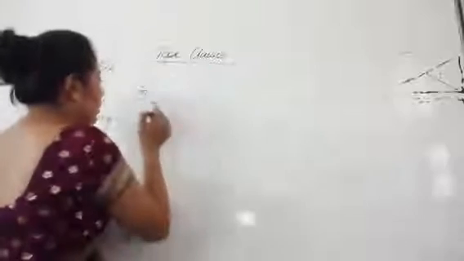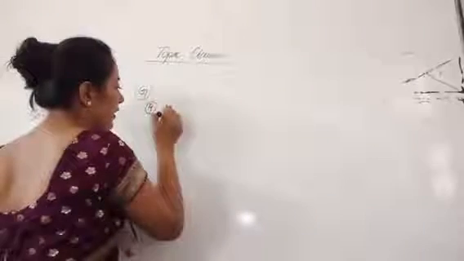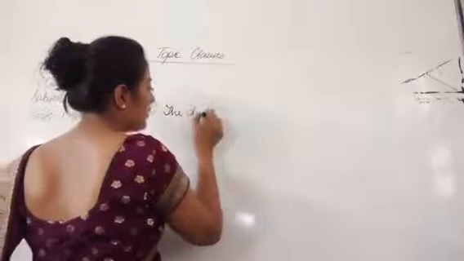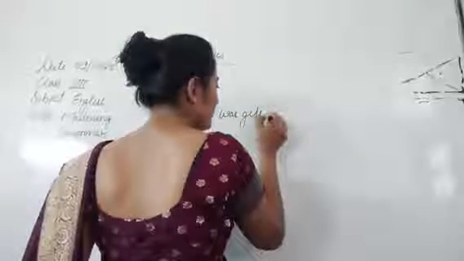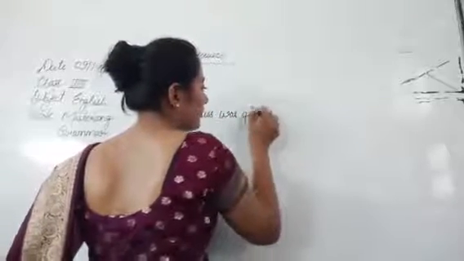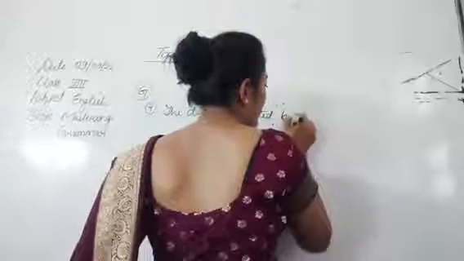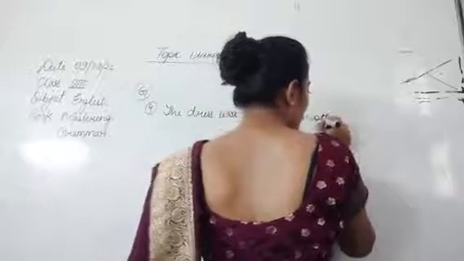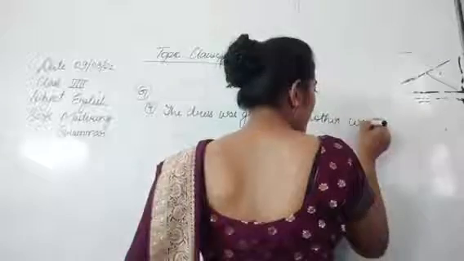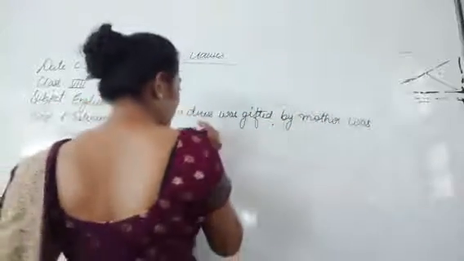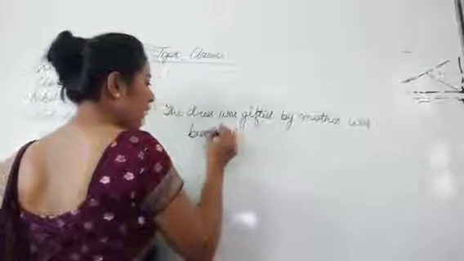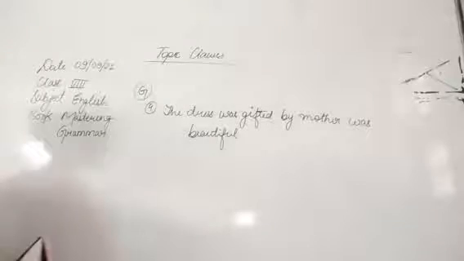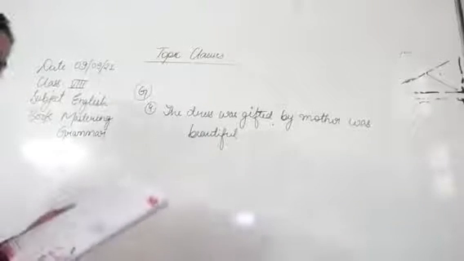So we have to omit. The sentence becomes: the dress was gifted by mother was beautiful. Okay, the dress was gifted by mother was beautiful.